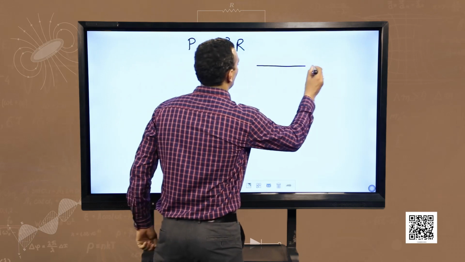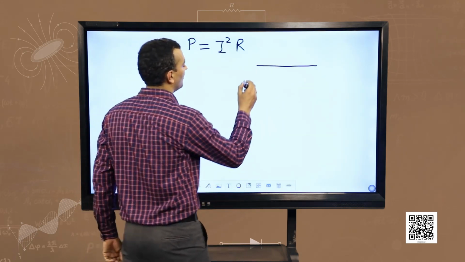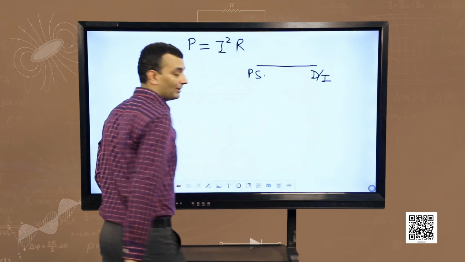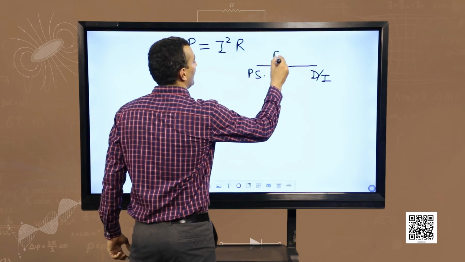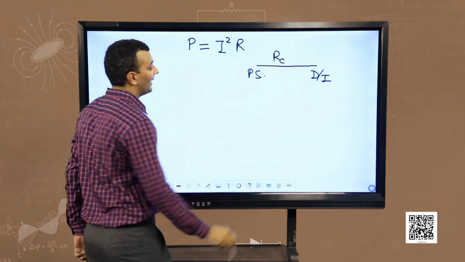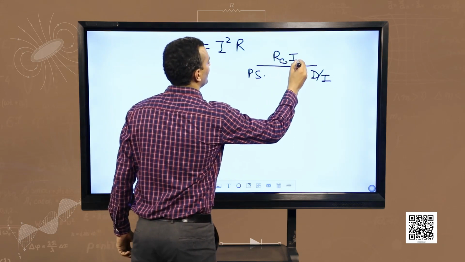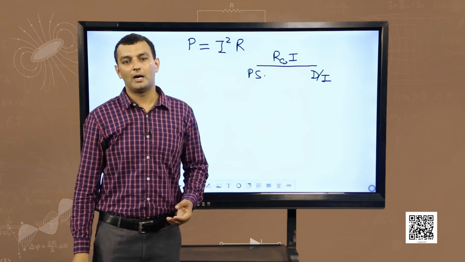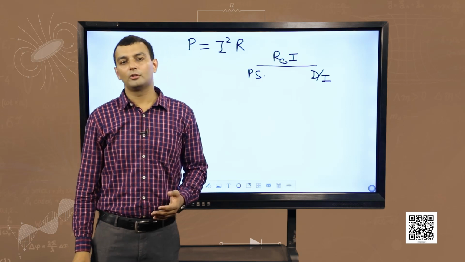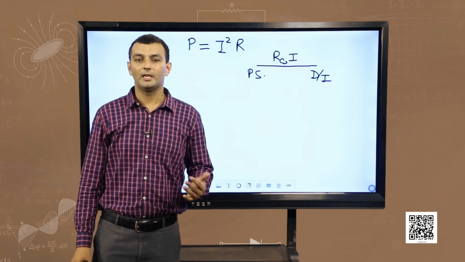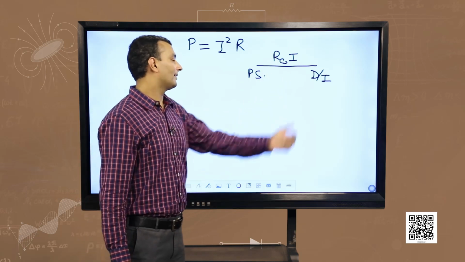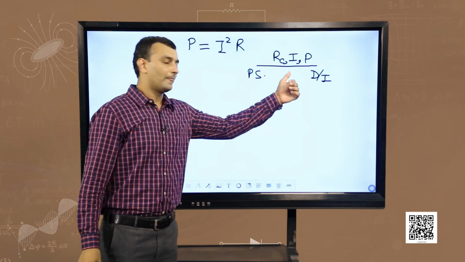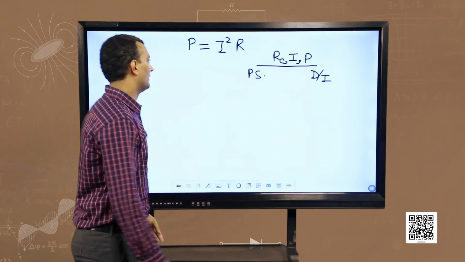So, let us suppose that this is the transmission cable from the power station to the domestic or industrial supply. It has a finite resistance, say RC, and it is carrying a current I. As we are aware, these transmission cables carry a certain power, it may be in megawatt or kilowatt or any other unit. So, let us suppose that this cable has to carry a power P.